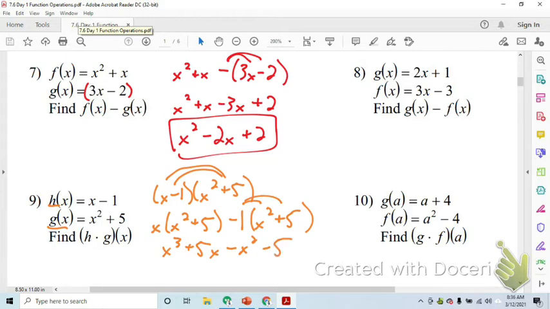So now the only thing left to do is to put this in descending order. So this would be x to the third minus x squared plus 5x minus 5. And that's what you need to have for number 9.